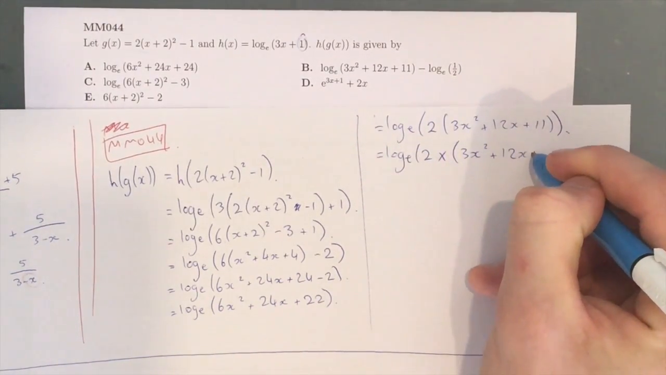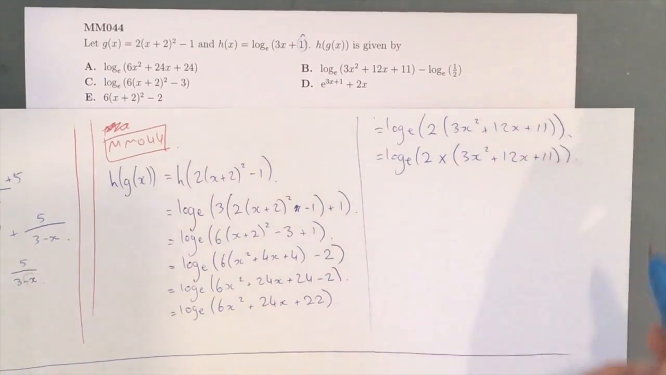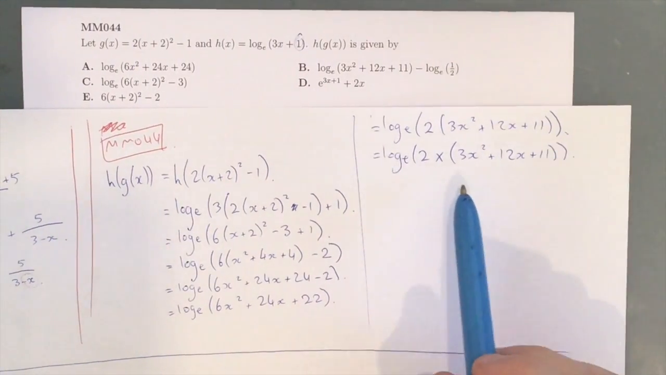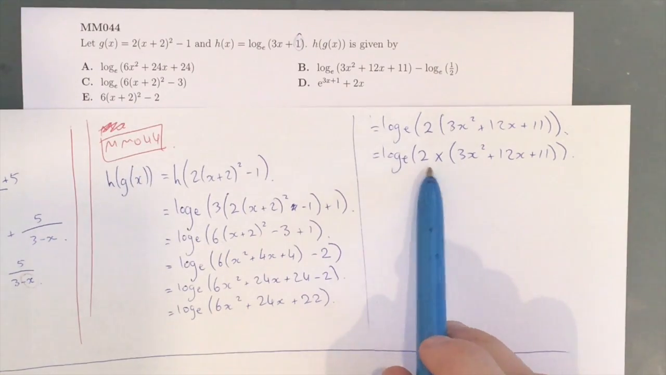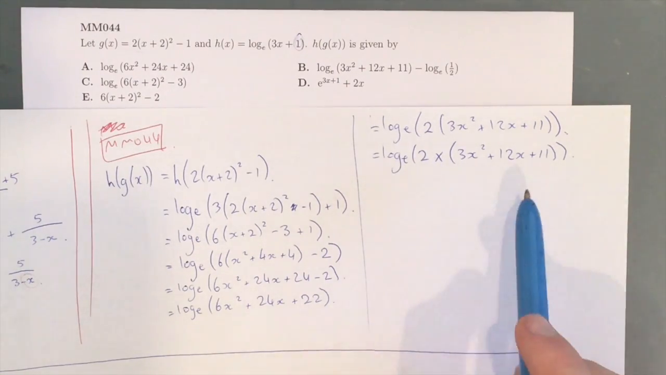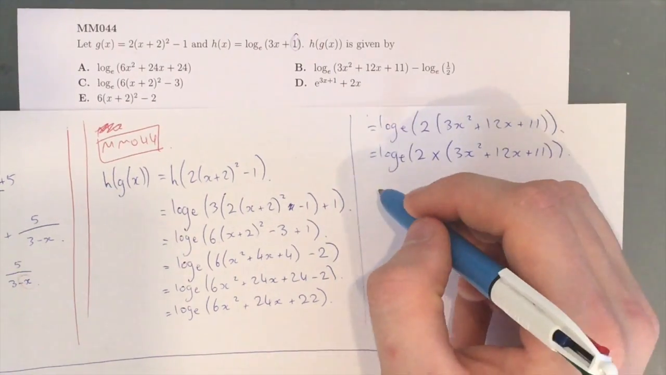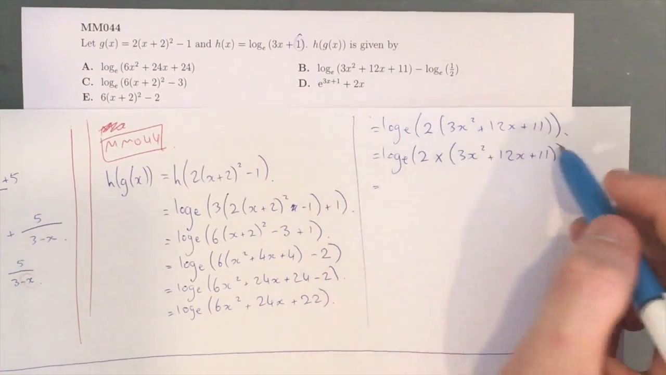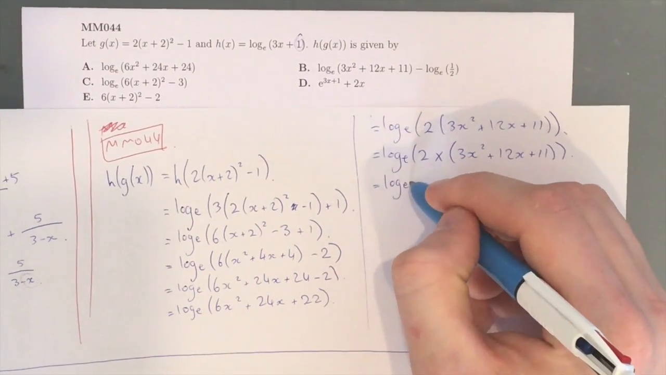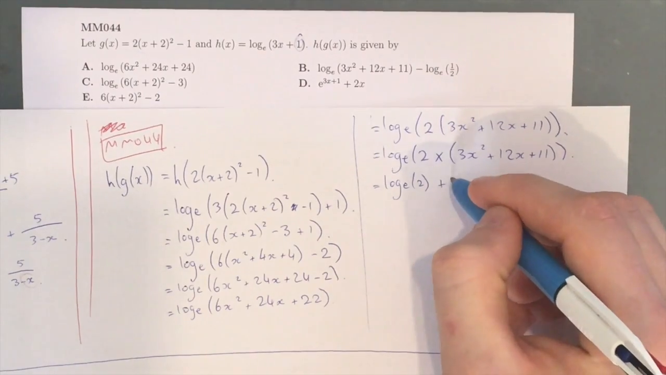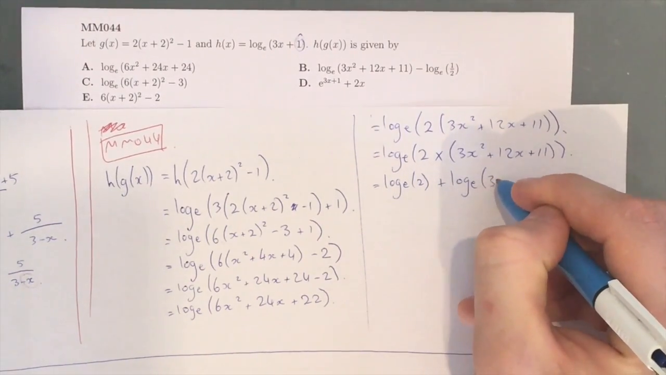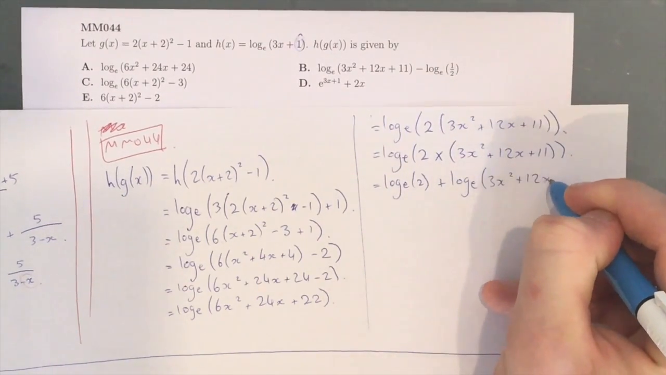it's in here. And according to our multiplication addition log law, whenever we have two terms inside a bracket multiplied by each other, it's the same as a log plus one of those terms. And what I mean by that is if we've got log e of 2 times this, it is the same as log e of 2 plus log e of 3x squared plus 12x plus 11.